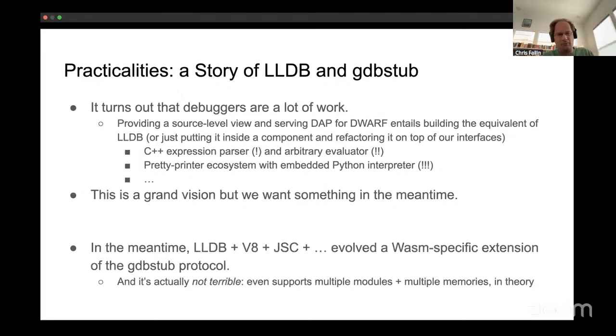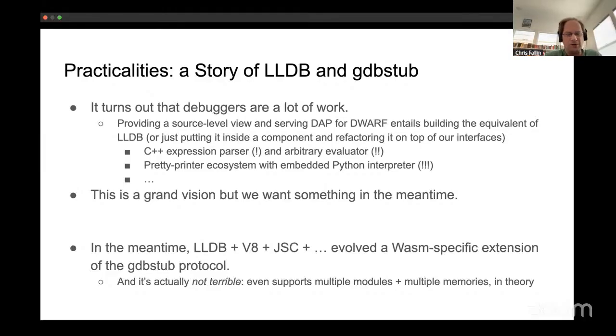And so in the meantime, while we were thinking about all this, LLDB and V8 and JSC, their respective WASM engines, evolved a WASM-specific extension of the GDB stub protocol. GDB stub, for those who don't know it, is this ancient thing straight from the 1980s where you have an embedded system with a serial port and you connect your host system to that serial port, and GDB can basically control execution and do debugging, introspecting the stack and locals over that connection. And so it survives into modern times. This is the way that you can attach GDB to, say, QEMU.